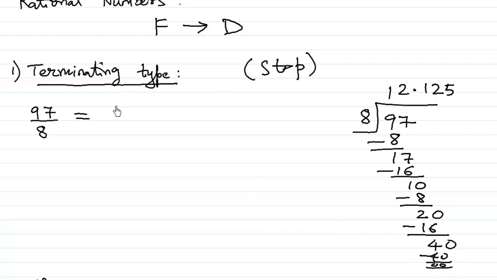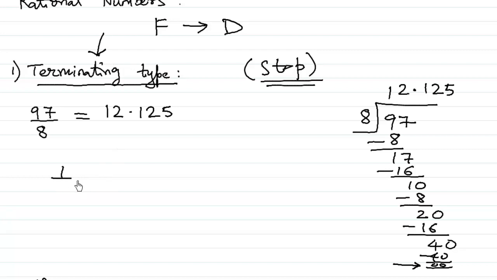So we have this answer, 12.125, and we end up with a 0 as the remainder. So this division stops, meaning we have this perfect answer called 12.125. And there are no other digits after this. So it stops somewhere or the other. Such a type is called the terminating type.